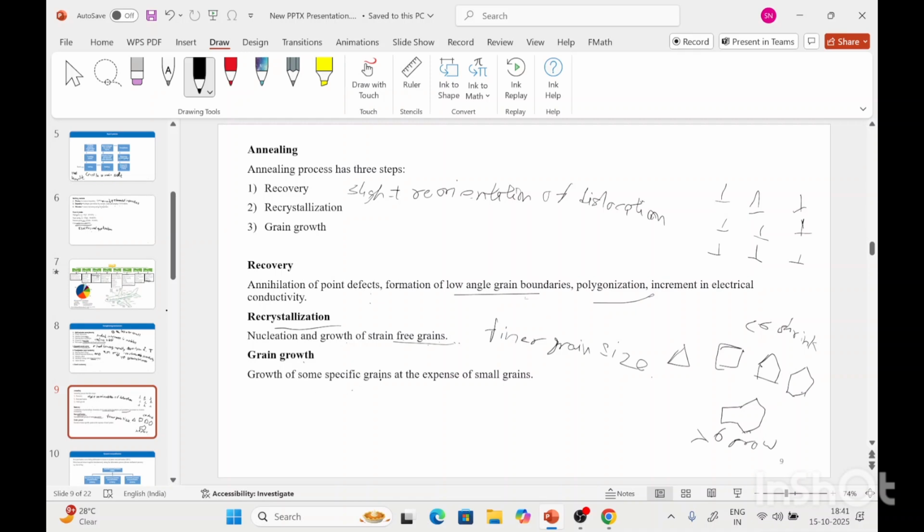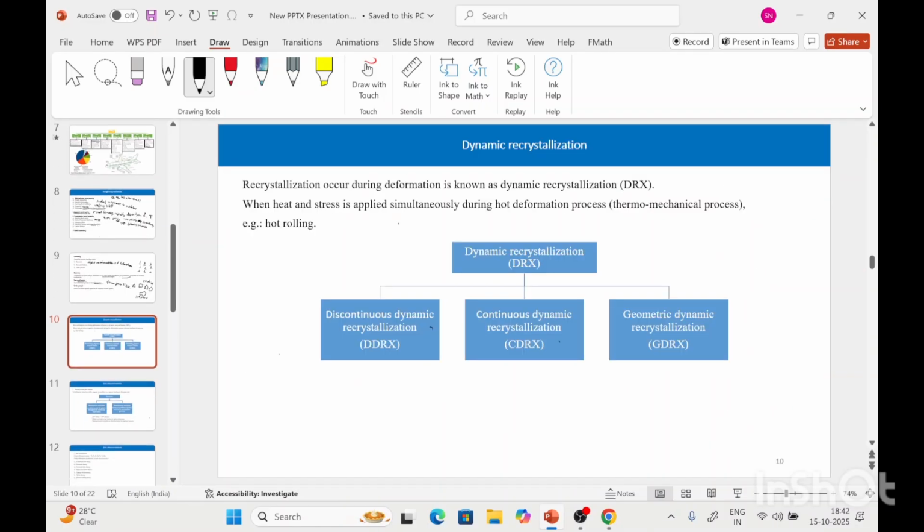So the growth of some specific grains occurs at the expense of small grains. In grain growth, sometimes abnormal grain growth can also occur, which means some grains grow extremely at the expense of other grains. That is called abnormal grain growth.